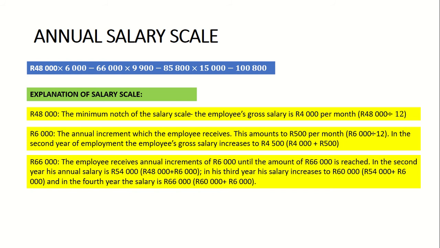66,000 is an annual amount after all the increments. Basically, your increments will be 500 per month until it reaches an annual salary of 66,000 rand. Immediately you reach an annual salary of 66,000 rand, your salary increments will no longer be 6,000, there will now be 9,900. In the third year, your salary will be 60,000 rand, which is 54,000 rand plus 6,000 rand.